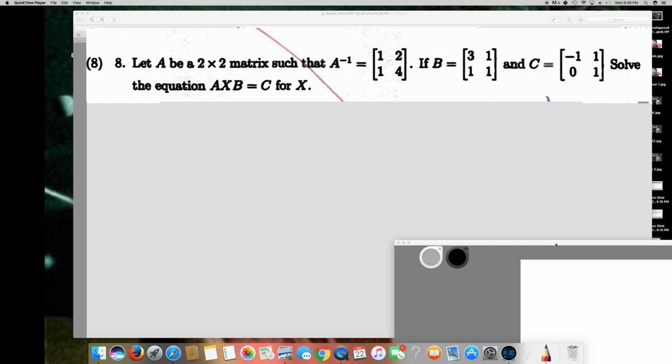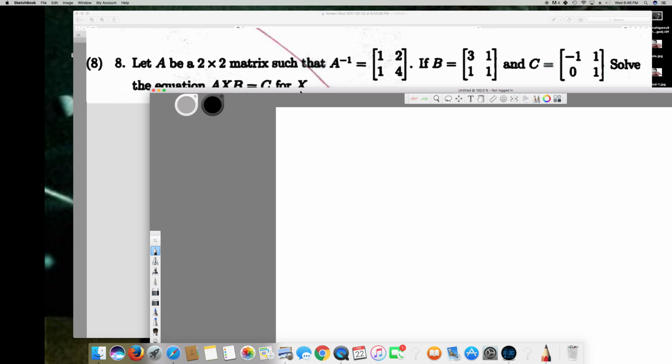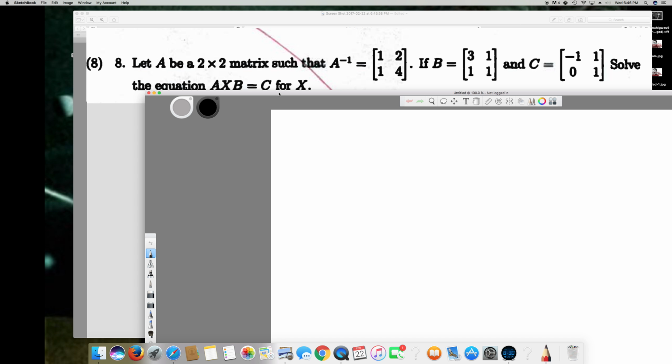Hi guys. In this video I have a question from matrix operations. The question is asking: let A be a 2 by 2 matrix such that A inverse is equal to [1 2; 1 4], and if B is [3 1; 1 1] and C is [-1 1; 0 1], solve the equation AXB equal to C for X. So the question is asking to find out X.